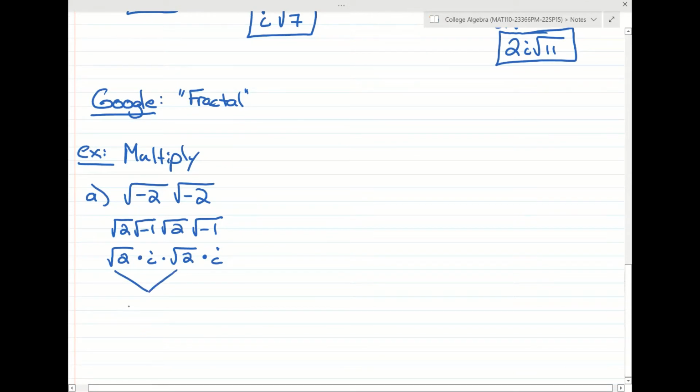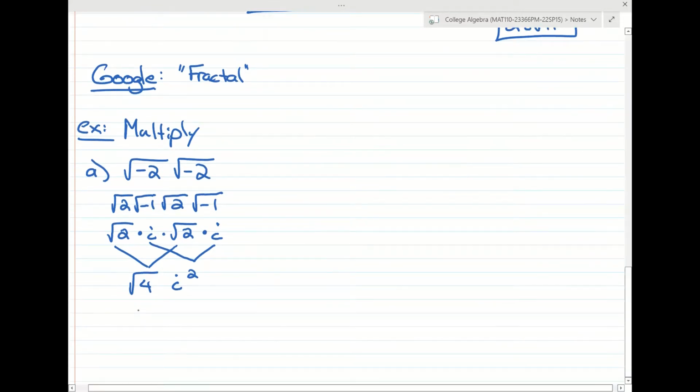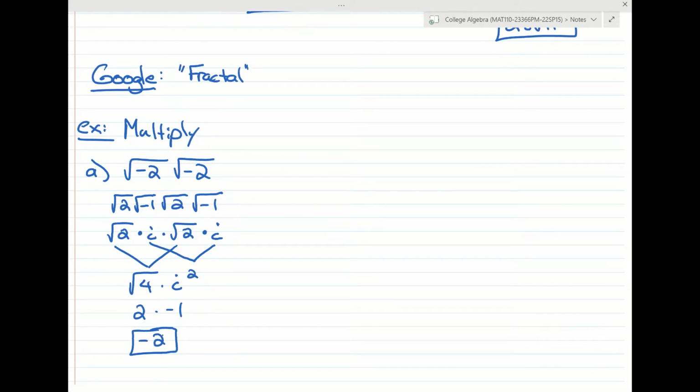Square root of 2 times the square root of 2 is square root of 4. i times i is i squared. What did we say in the notes i squared was? -1. So this is just 2 times -1, or just -2. That's how you would do a problem like this. You have to break it up with imaginary numbers first.